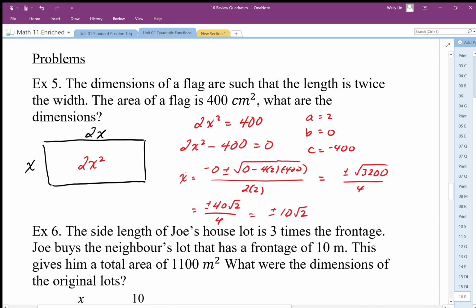So we know that x cannot be negative, so we'll get rid of the negative solution, and we'll say that the width is equal to 10 root 2, and the length is going to be double that, which is 20 root 2.